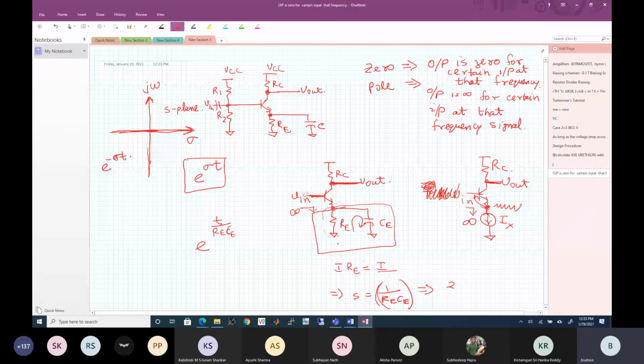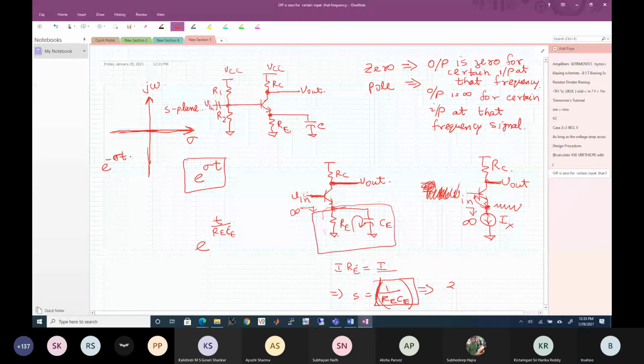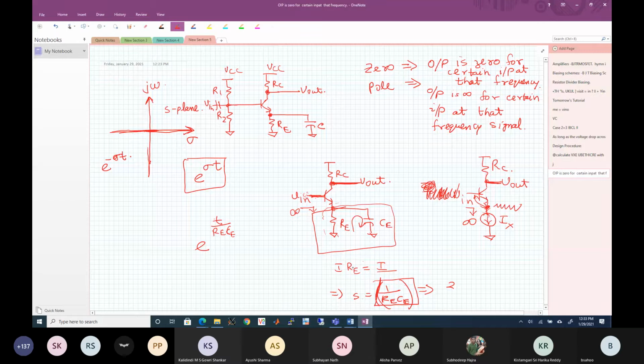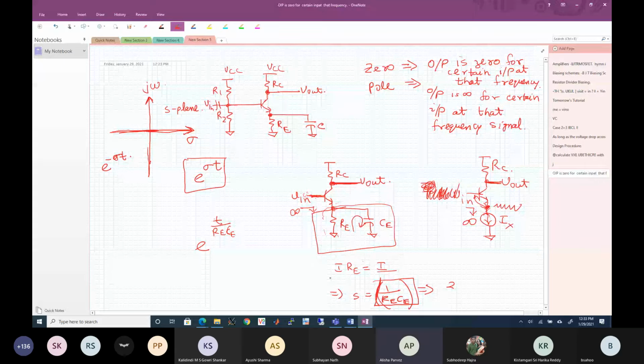Are you getting the same thing by solving all the small signal? Do you get the same thing or not? Subhayan? Alicia, what was done in the last semester? Did you get the same result? Sir, I actually don't remember.